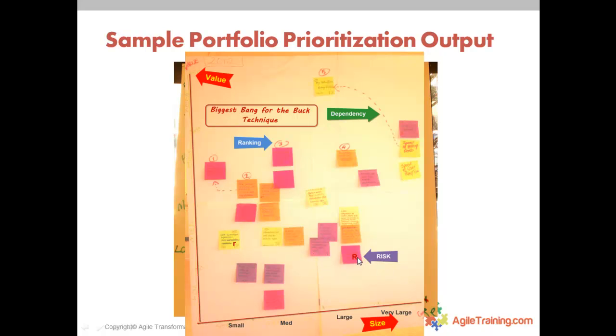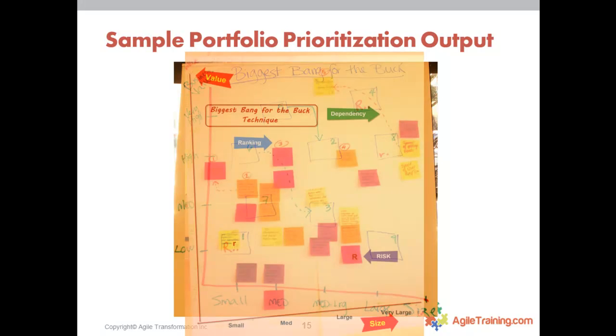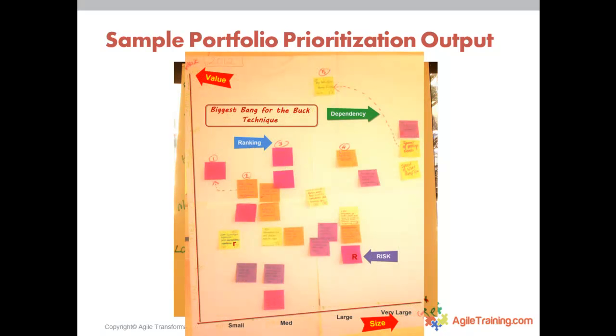And so risk, small risk versus big risk, some level of dependency. Just so that you know, the straight line means that it really is a pretty strict dependency. You really can't start number 5 without doing number 2, and a dotted line means that it's a preferred dependency. It's almost like, well, you really should probably do number 3 first before you do that one up over here. So that's called the biggest bang for the buck prioritization method.